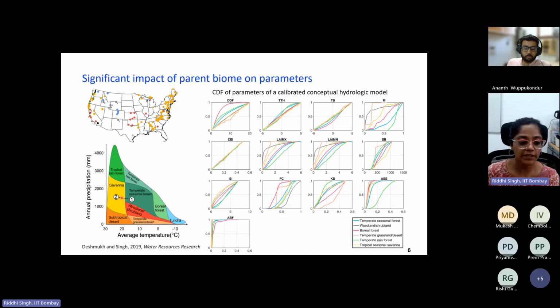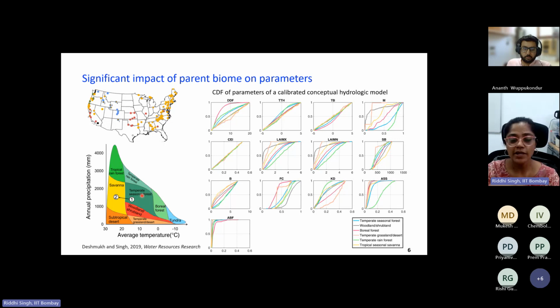And if you have significant climate changes in temperature and precipitation, it's possible that it moves into another quadrant. So what we did initially, just as a way to test the hypothesis, is to take watersheds across the US which did not have significant human influence, and categorize them into their respective biomes based on this plot, based on their historical climate, and then calibrate them and look at the distribution of their parameters.